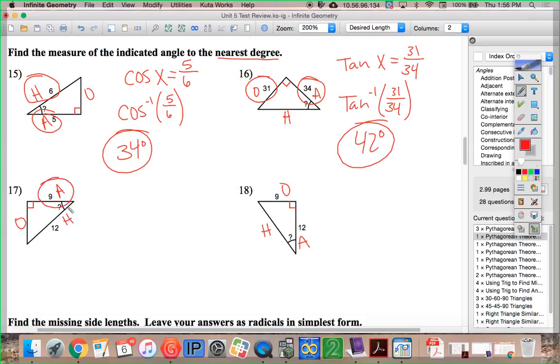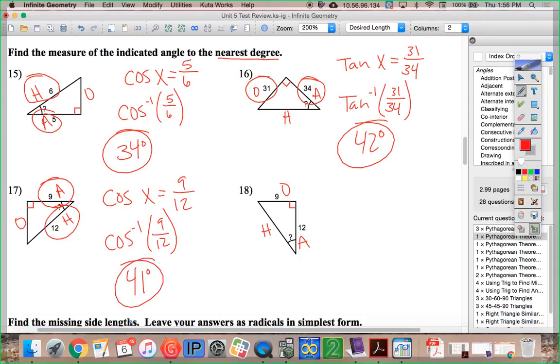This one is adjacent and hypotenuse, so that's cosine. Adjacent on top, hypotenuse on bottom. Oh, I did that wrong. I wish I had an undo button on this. So you do second cosine, and it brings up this -1. That's the inverse. And you should get 41 degrees.